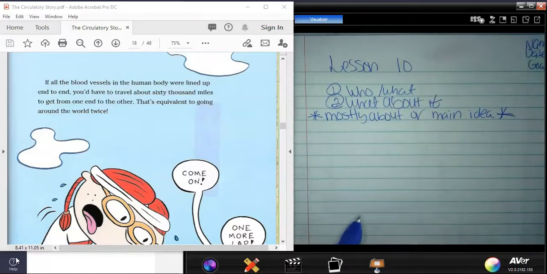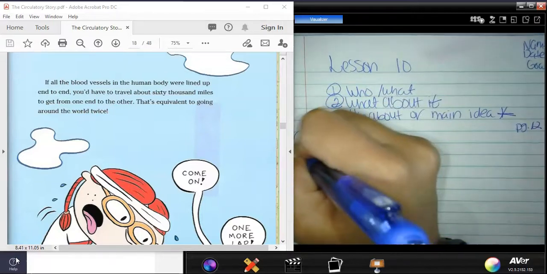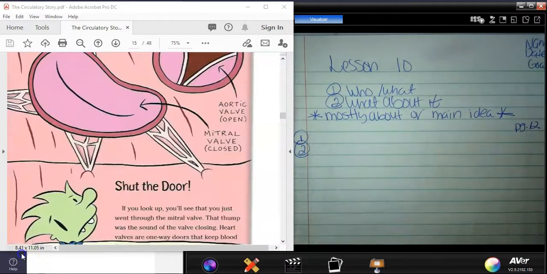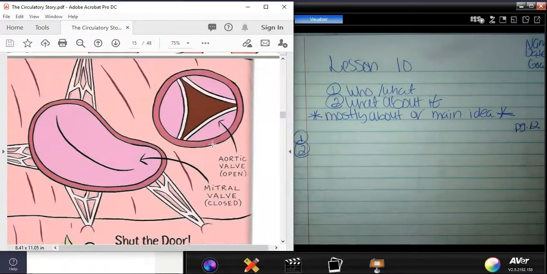Okay, and the page that we are going to work on today is page 12. So I'm already going to start putting my number 1 and 2 because I need to determine if I have a who or what and what about it. So on page 12, I see that it's labeled Shut the Door. I know by looking at the diagram and illustration that it's talking about the aortic valve and the mitral valve.